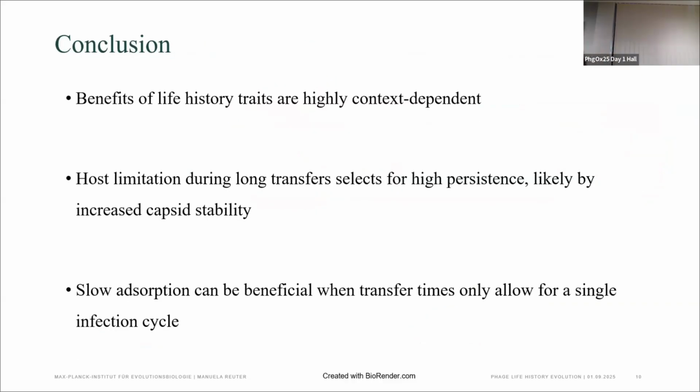And basically what our experimental evolution is showing is that judging if a life history trait is actually beneficial is highly context dependent. And so in our case, when we have host limitation, which is what we have in our long transfer experiment, high adsorption is very beneficial and is accompanied by an increase in adsorption, whereas slow adsorption is more or less only beneficial when there are short transfer times that only allow for one round of infection.